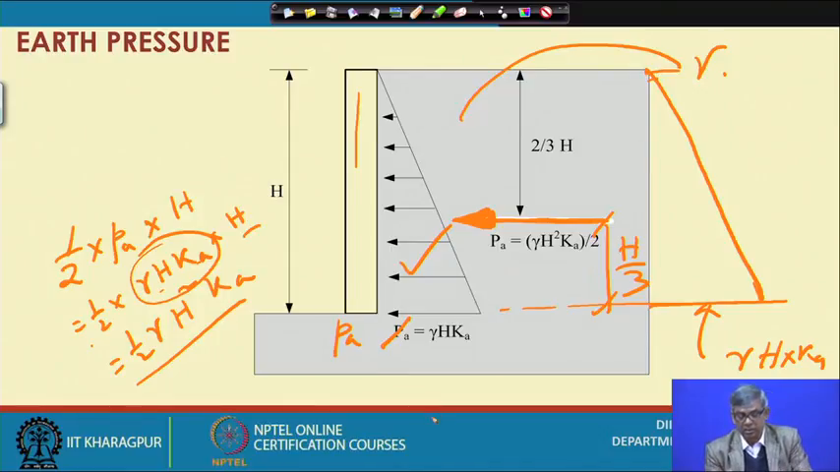So, these are the things we can remember: when there is a backfill, because of this backfill there will be a total thrust which is equal to the area of this triangle, and the point of application will be 1/3 of the height of the wall from the base, or if it is taken from the top, it will be 2/3 of the height of the wall from the top. So, this can be used for various calculations later on. These are certain things to be kept in mind.